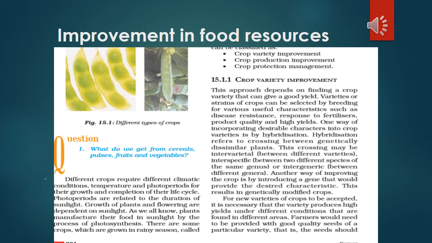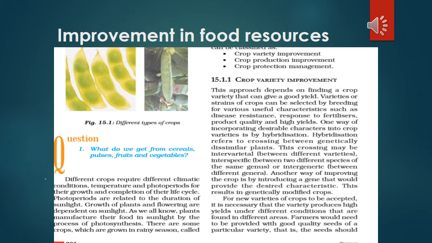One way of incorporating desirable characters into crop varieties is by hybridization. So students, very importantly you see that we can improve the variety by one process that is called hybridization. Hybridization is the process where we cross two genetically dissimilar plants. This crossing may be intervarietal between different varieties, interspecific between two different species of the same genus, or intergeneric between different genera.